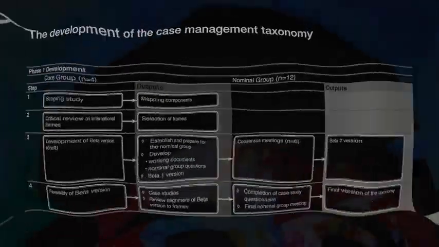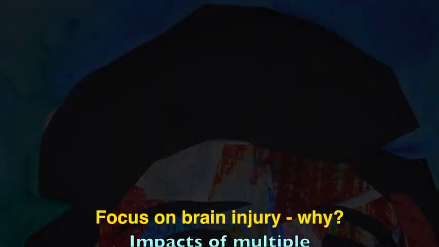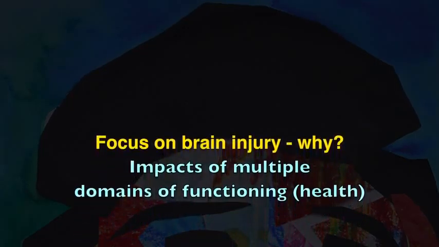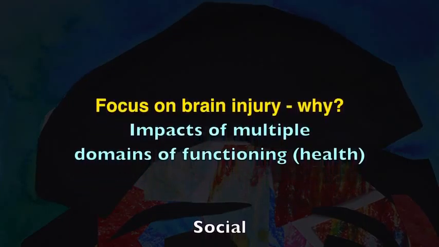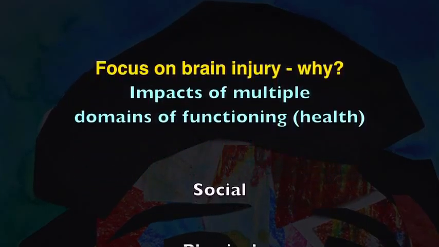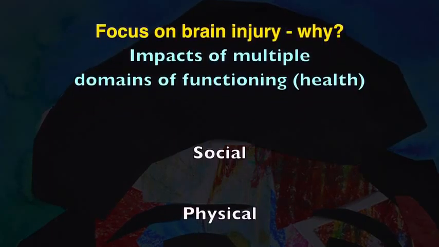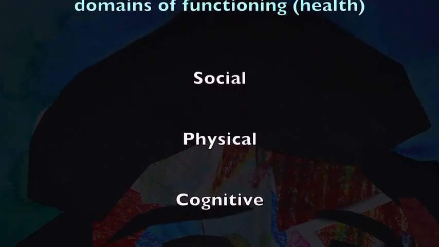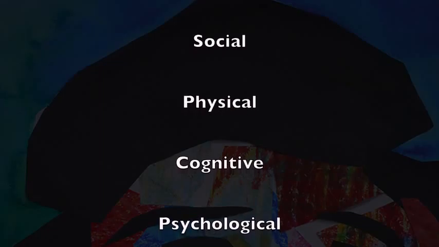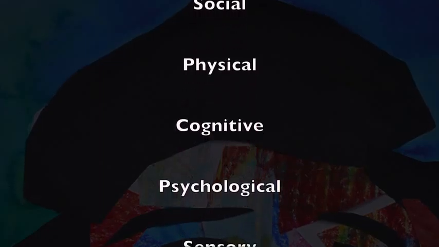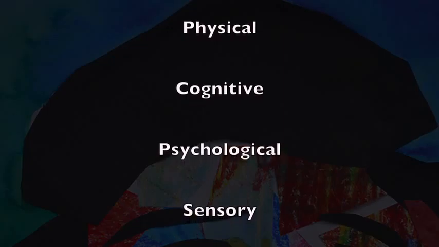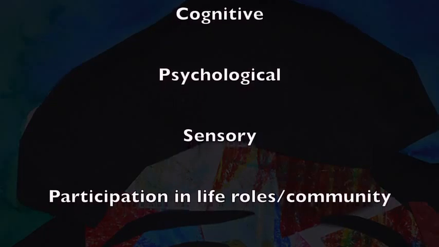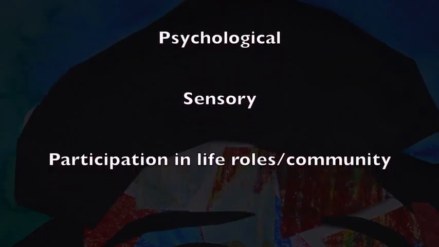I mentioned before that we called it the brain injury case management taxonomy. The reason for that was that we developed the taxonomy with an initial focus on one health condition, that of brain injury. The reason for this was because of the impact of brain injury and how it potentially affects multiple domains of health and functioning. It can affect social participation, it can affect physical abilities, cognitive abilities, psychological effects, sensory effects, and certainly participation in life roles and community involvement.